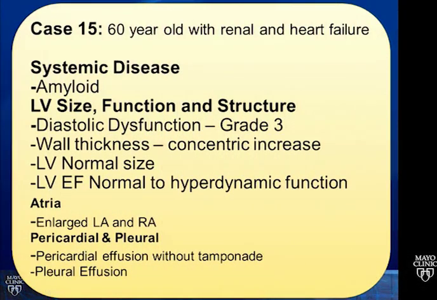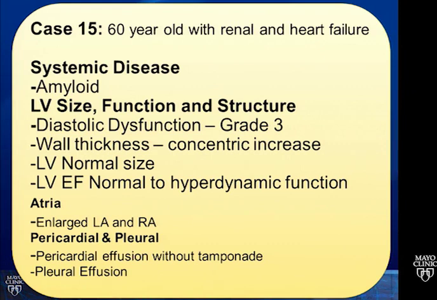So you always keep these echoes in clinical context. It's impossible to read an echo in isolation without some understanding of why the echo is being ordered. In this patient, the main thing here was, probably most of you got it, it's amyloid. And it's under the systemic diseases. And the LV size and function and structure, we would say diastolic dysfunction, grade 3.